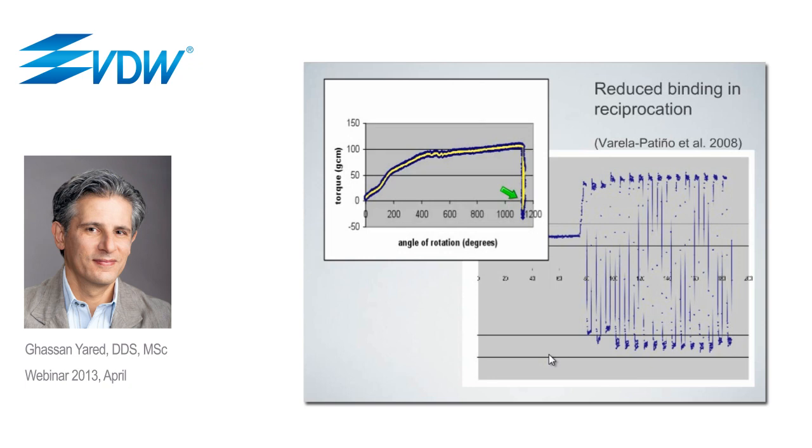So in a way, by using an angle like this one, the chance of fracture from binding is eliminated. And we know already from a study by Varela Patino that in reciprocation there is an even lower chance of binding of the instrument in the canal, not only because of the angles, but also because of the movement that we are using. And this is what I will explain later.